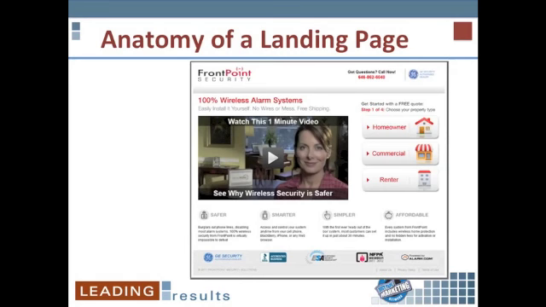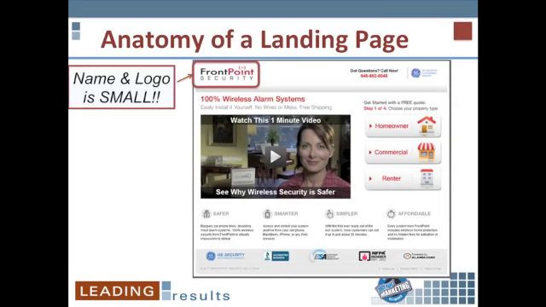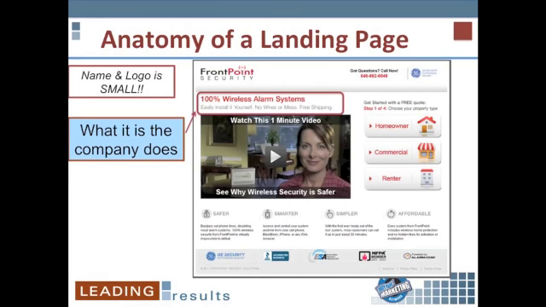First, this is a great example of a good, well thought out landing page. You'll notice that the name and logo of the company are really small in the upper left hand corner. It's important, but not the first, second, or fifth most important thing to the customer. Frankly, the most important thing to you is what it is the company does. 100% wireless alarm systems. That is where your eyes are going to go first.